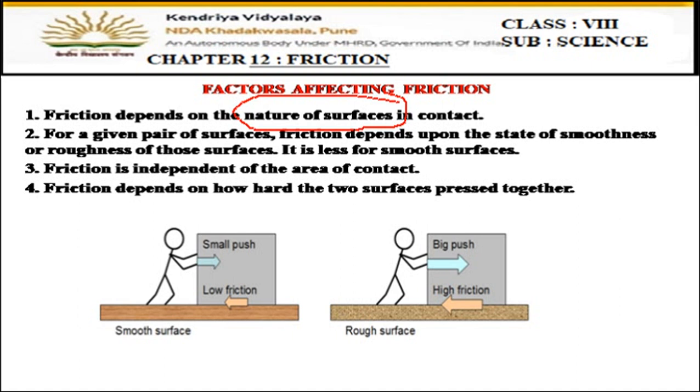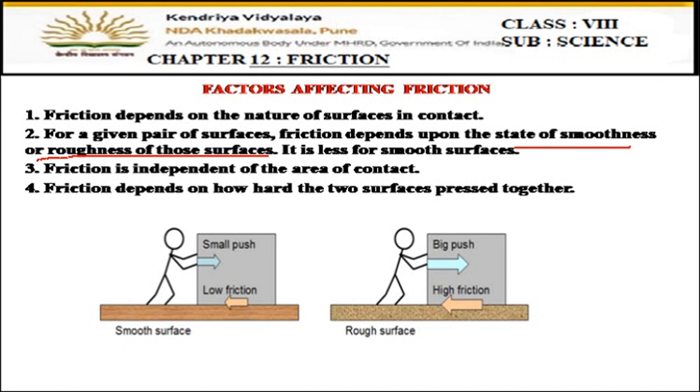So two surfaces are in contact. So what is the nature of those surfaces? That will decide the friction, whether the friction will be more or whether the friction will be less. So friction depends on the nature of the surfaces, what type of surface is used in the given case. Then next one is, for a given pair of surfaces, friction depends upon the state of smoothness or roughness of those surfaces.